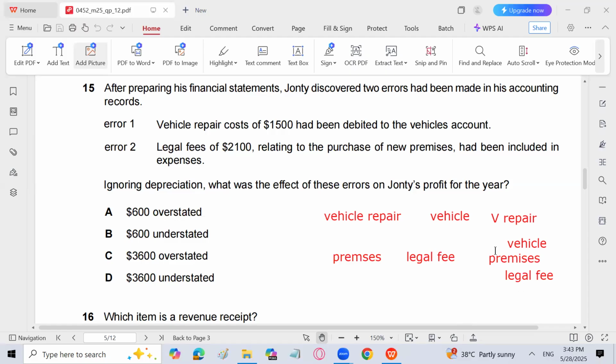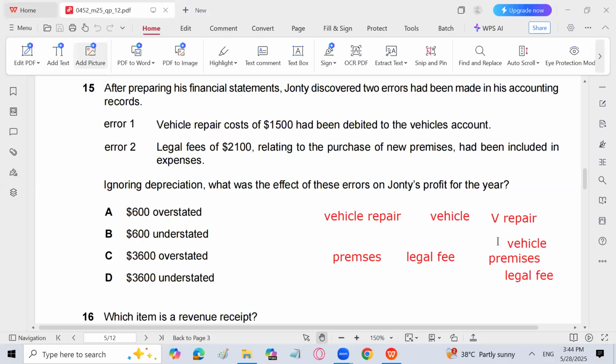So because of vehicle repair 1500, profit will be overstated, because हमने expense debit नहीं किया, जिसकी वजह से expense profit में से minus नहीं हुआ, profit overstate हो रहा है. So 1500 profit will be overstated, and with 2100 profit is going to be understated. So 600 understated. B is the answer, right?